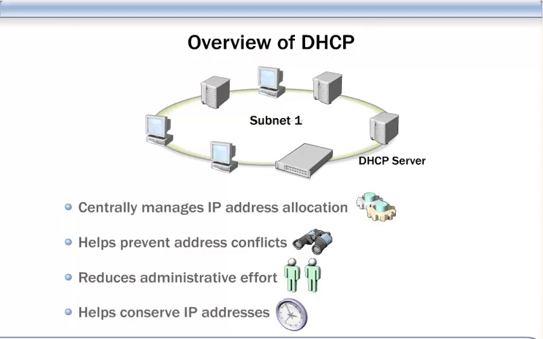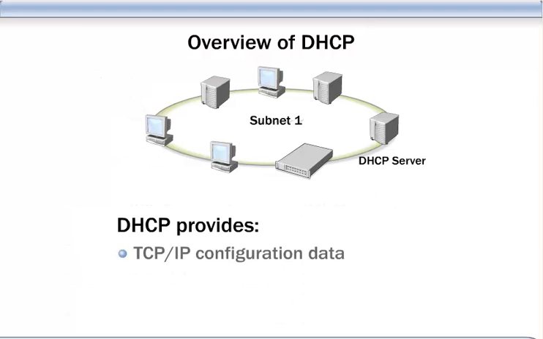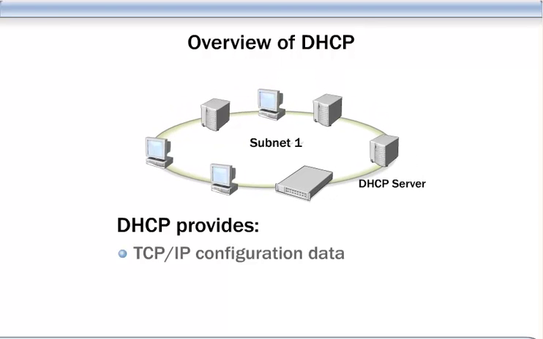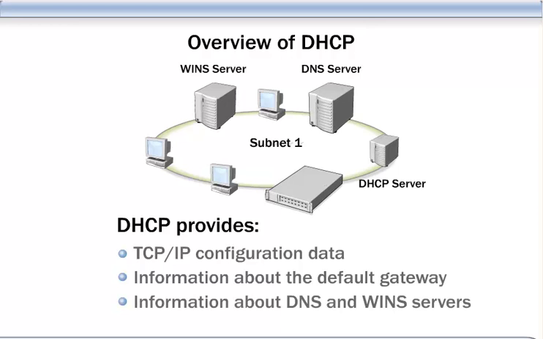DHCP also helps conserve the use of IP addresses by providing IP configuration data for a specific period of time, called a lease period. In addition to configuring a DHCP server to provide a TCP/IP address in the configuration data, you can also configure it to provide clients with additional IP information. This information can include data about the router or default gateway, domain name system, or DNS, and Windows Internet Name Service, or WINS servers.